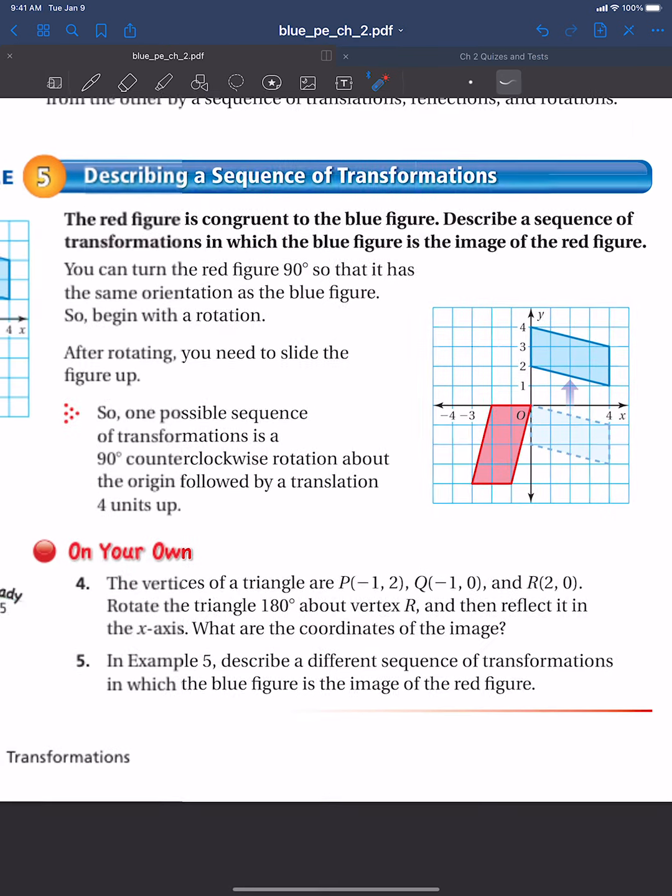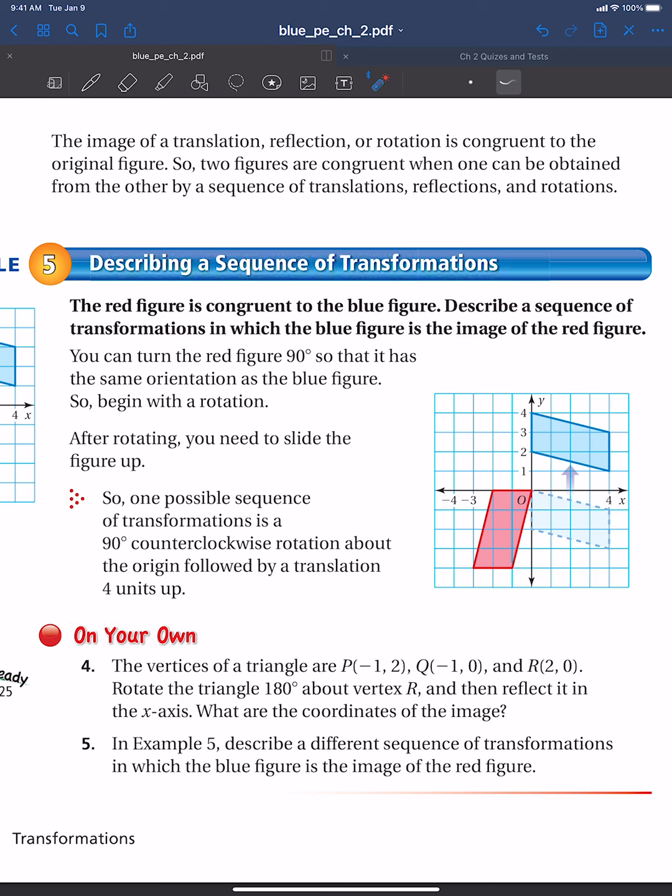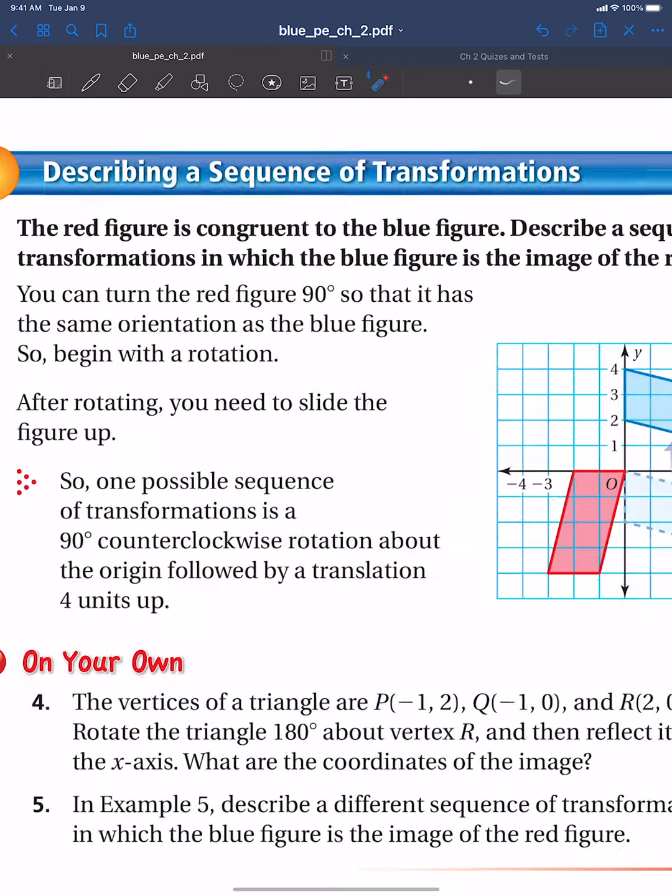So the final answer is, one possible sequence of transformations is a 90-degree counterclockwise rotation about the origin. Super important to say that, right? Followed by a translation of 4 units up. That would be your final answer.